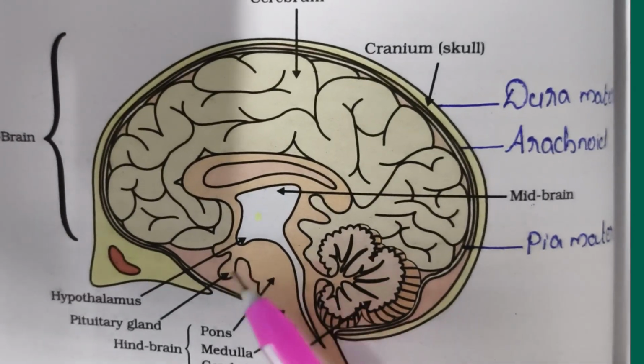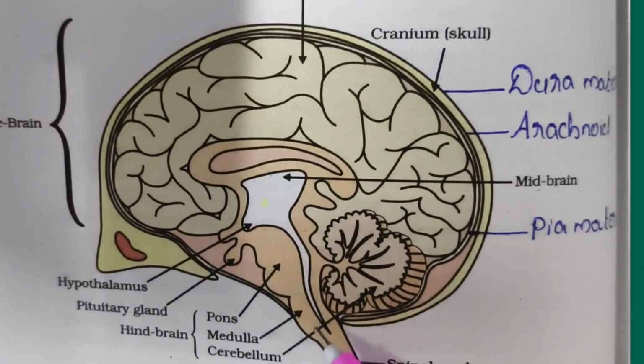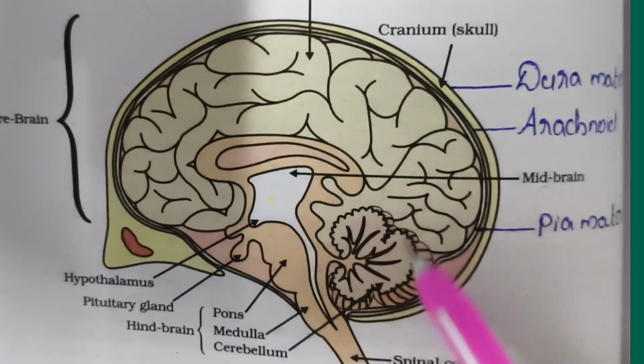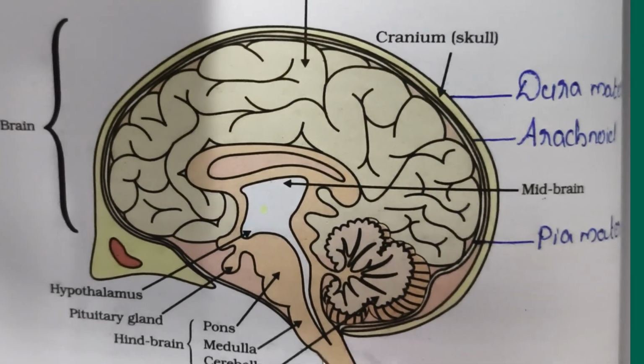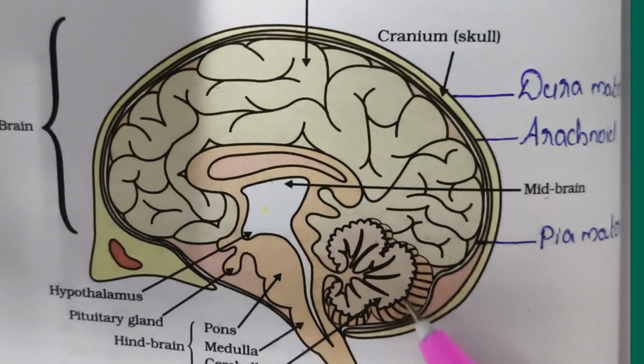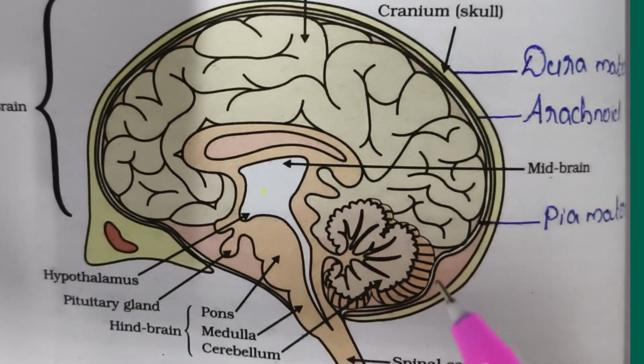So all these parts present in the brain, by the help of all these parts, control different activities in our body. So the brain is the controlling center of our body.